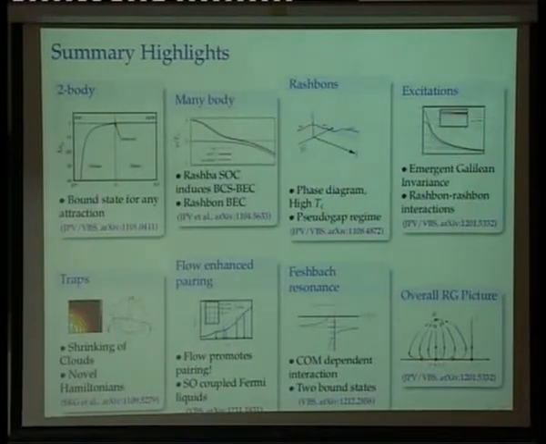So the two-body problem will form a bound state for any scattering length. The many-body result is that by tuning a gauge field, I can go to a new kind of BEC called the Rashbaum BEC, and the Rashbaum BEC has high transition temperature. This gives us clues of using Rashba-like spin-orbit coupling to produce high-temperature superconductors, even if the attraction is weak. There are some interesting new things like emergent particles whose interactions are independent of the constituents. There are possibilities of generating novel Hamiltonians. I did not talk about this, but there is also a possibility of flow-enhanced pairing, which seems to violate Landau's principle that anything that flows will have lower pairing tendency. We have studied Feshbach resonance in this, and this is the final picture.